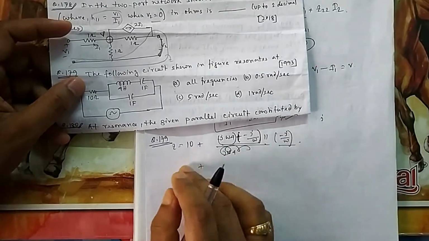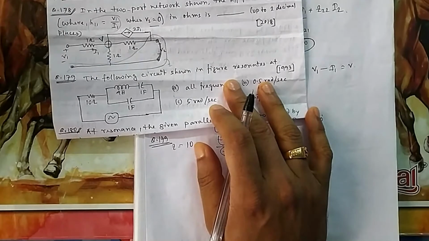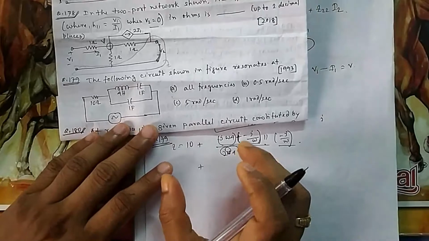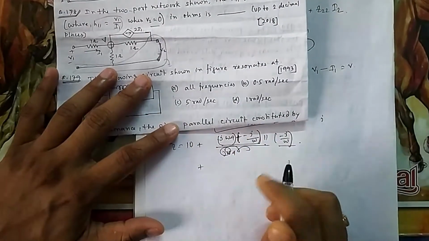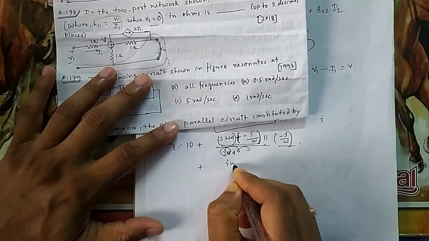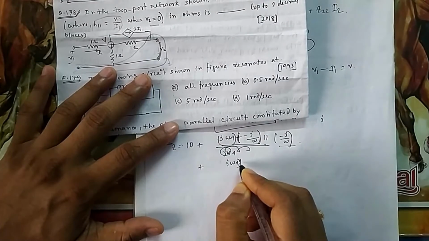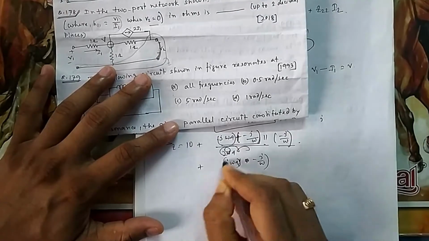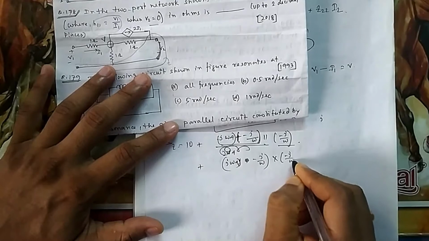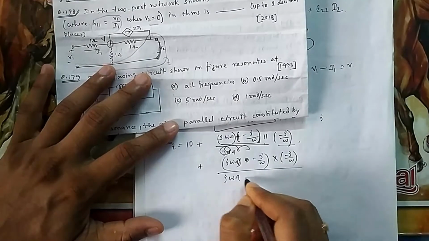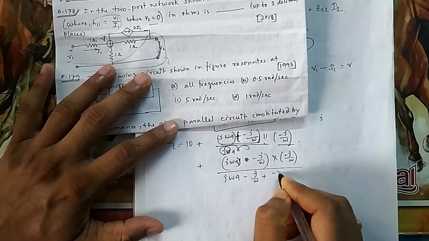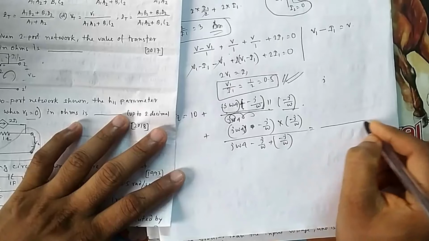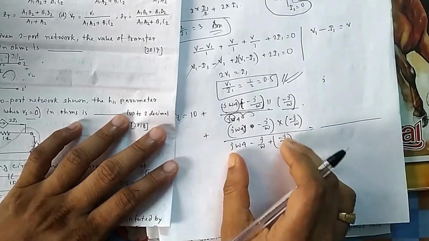This I am keeping separate because real is not required. I need to find the imaginary part, and then I will make the imaginary part 0, because the circuit should look resistive. There should not be any imaginary part. So if you do this one, it will be j omega 4 minus j omega by omega into minus j by omega divided by j omega 4 minus j by omega plus minus j by omega. So I think you can do it. So 10 I am not writing every time. 10 I am forgetting because I am concentrating only on this one.